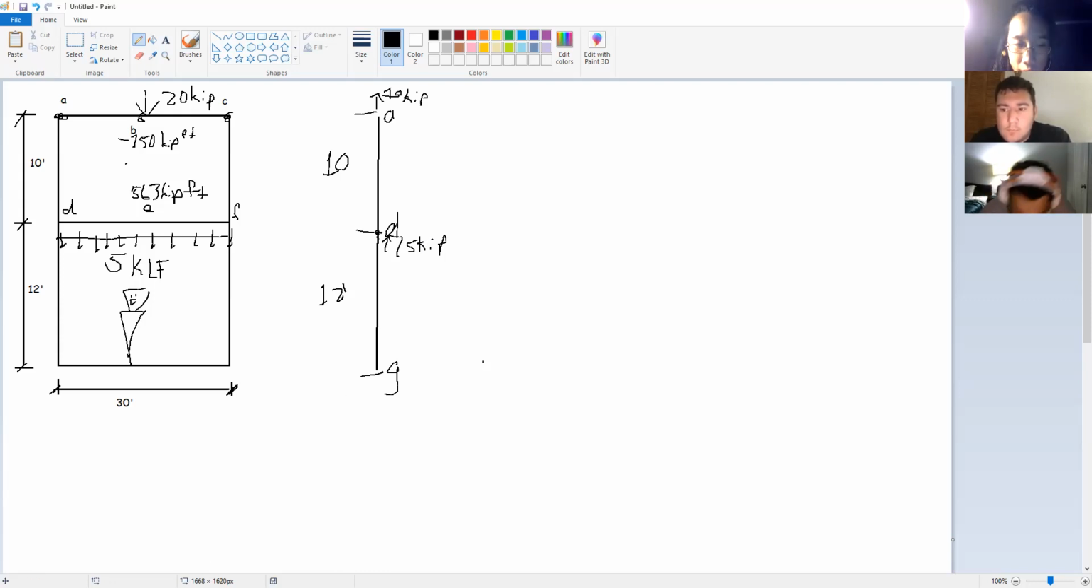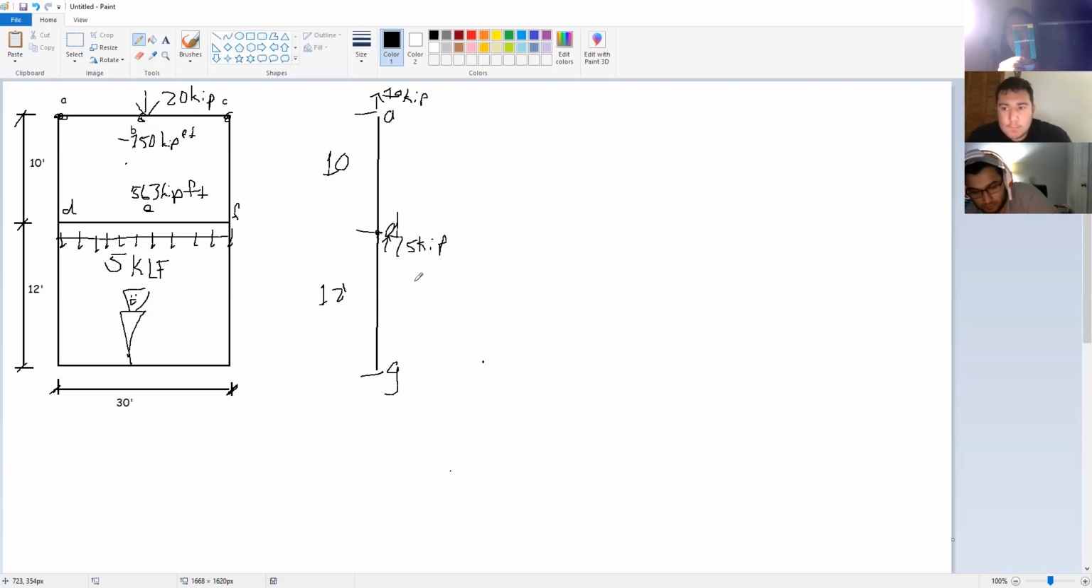And you have the base right there at G. So we're going to find the internal axial force in here. So this is what Kleb was saying earlier. So let me just take this off real quick.